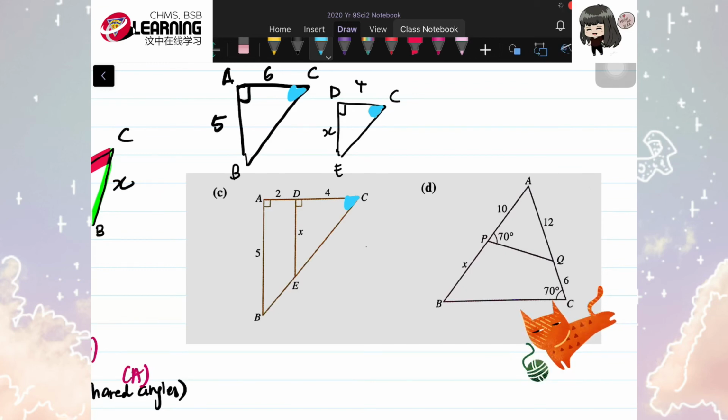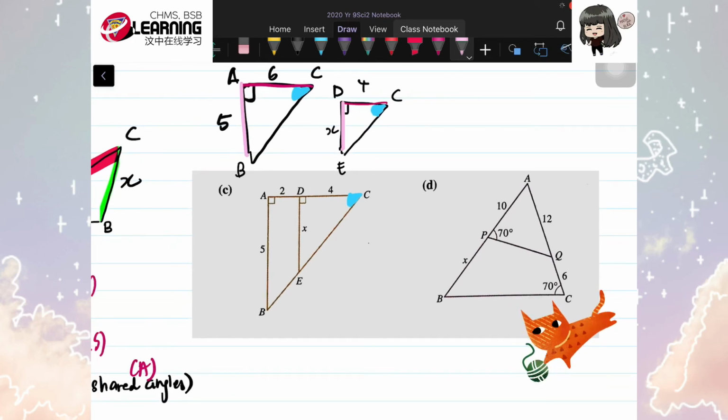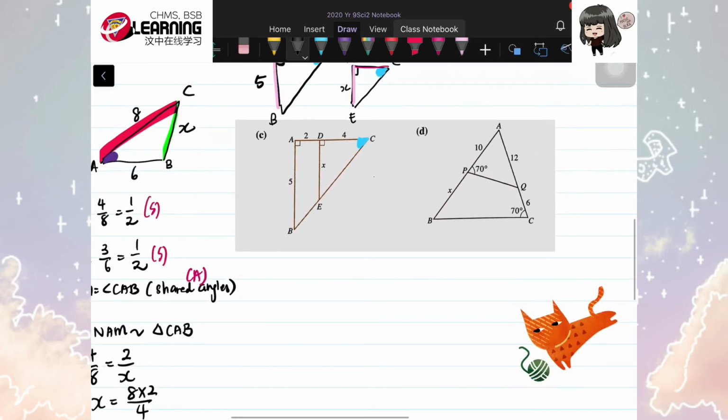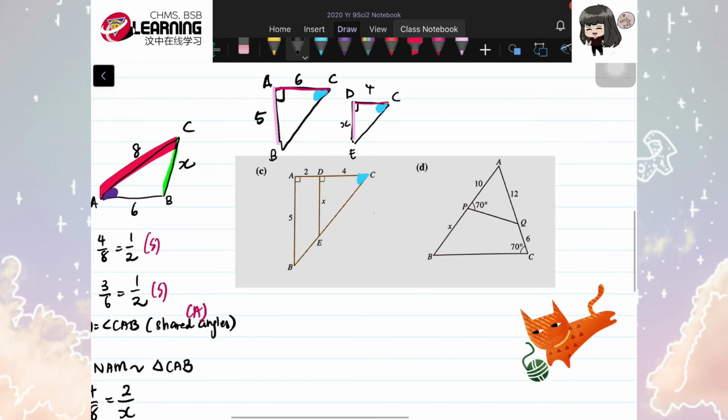We cannot use side. We cannot use side angle side also because we only have one pair of sides, as in AC and DC. The other one is AB and DE, but DE is given as X. So angle, how about angle? You're given 90 degrees and you're given the blue one. So the third one will also be the same. So we can say they are similar by using angle.